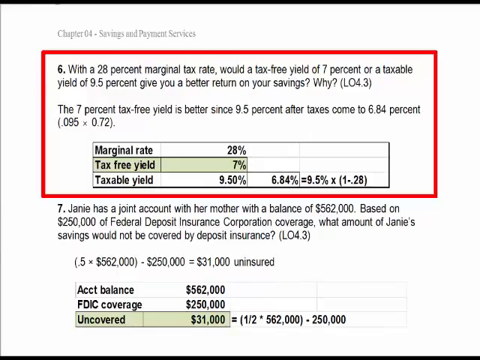With a 28% marginal tax rate, would a tax-free yield of 7% or a taxable yield of 9.5% give you a better return? 7% tax-free yield is better, as 9.5% after tax comes to 6.84. That's 9.5 times 1 minus 0.28. And the last one in Chapter 4.